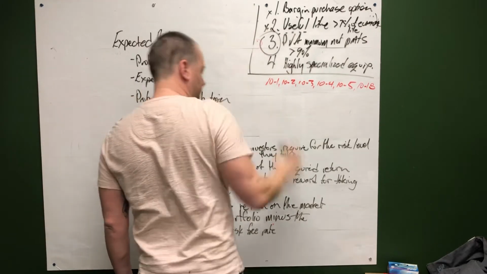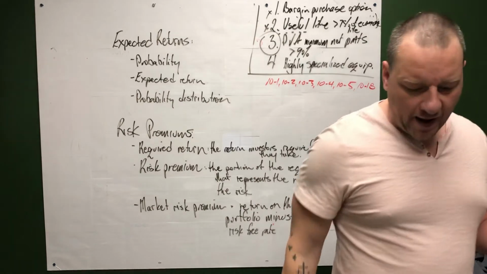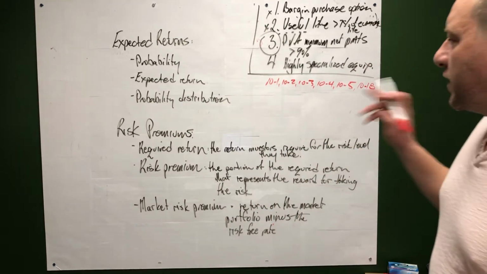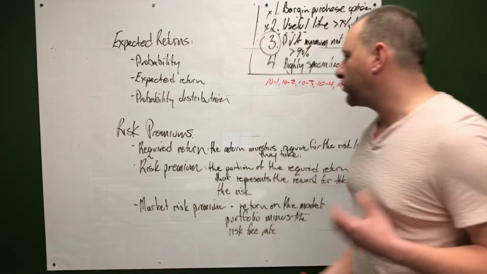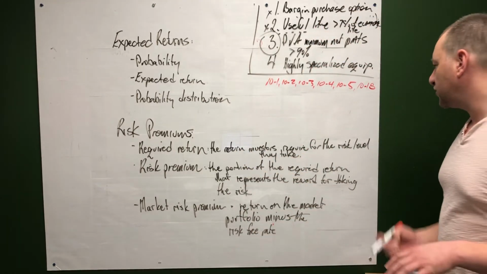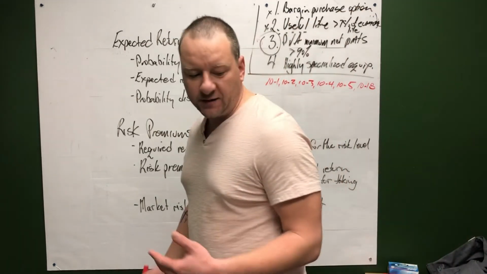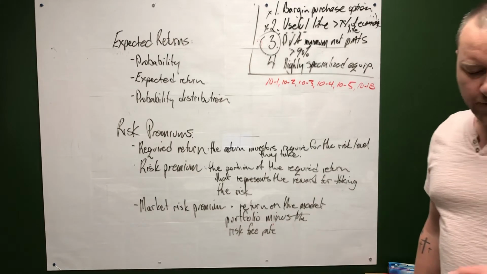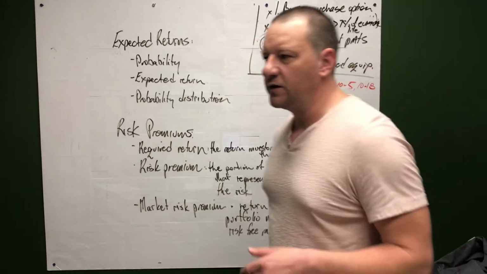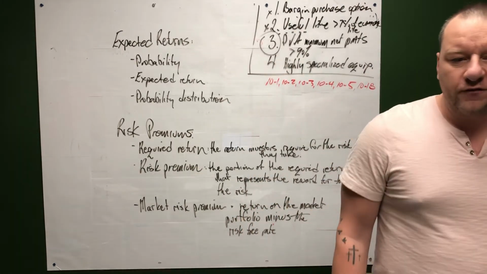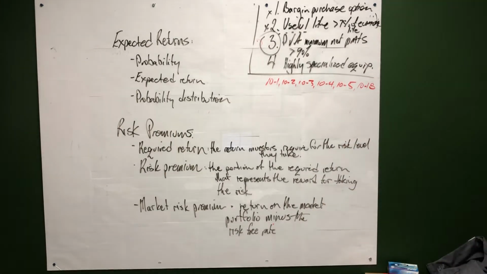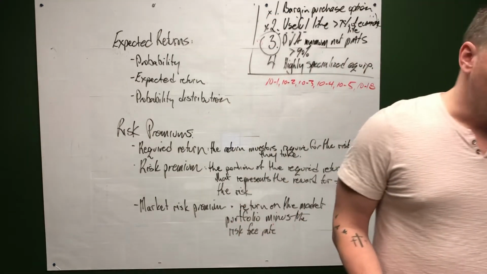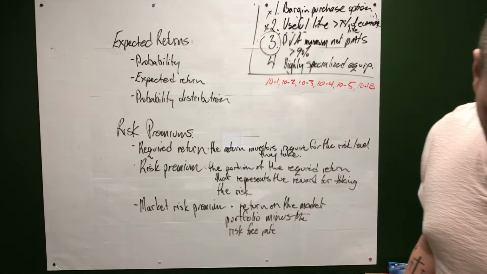Now, let's look at risk premiums. So first of all, what is the required return? Well, that's the return investors require for the risk level that they take. So if you invest in a government bond, it's going to be a fairly low return, but there's not very much risk, because the government's not going to not pay out on those bonds. As we're seeing now, they're selling more and more, but they will not default on those bonds.